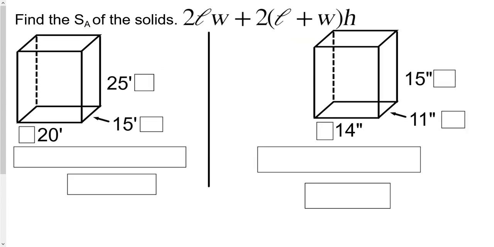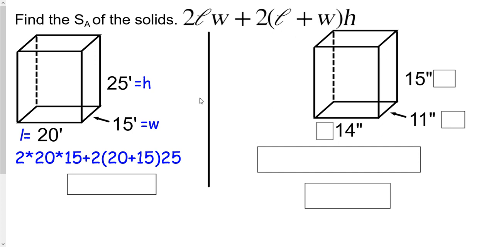Next, we've got find the surface area of the solids. Same idea, just bigger units. So here we got a 20 foot by 15 foot and 25 foot high. So 20 foot is my L, 15 is my width, 25 is my height, and I'm just plugging them into the same exact formula. So 2 times 20 times 15 plus 2 times parentheses 20 plus 15 for the perimeter, and then times 25, right? So right there, calculating the values, just putting in my calculator, I get 2,350 feet squared.